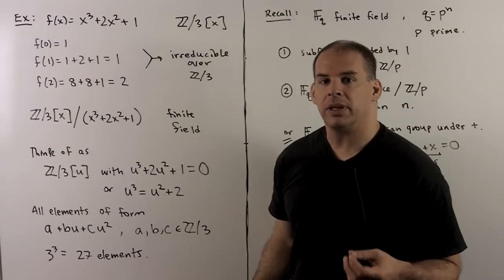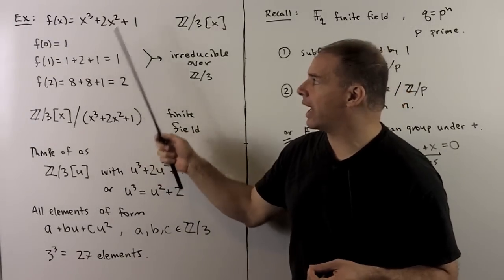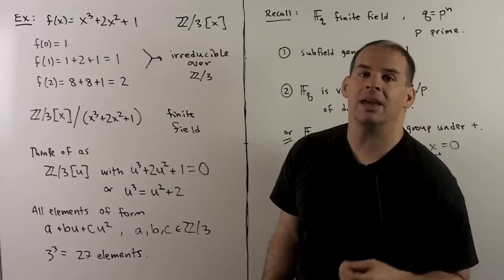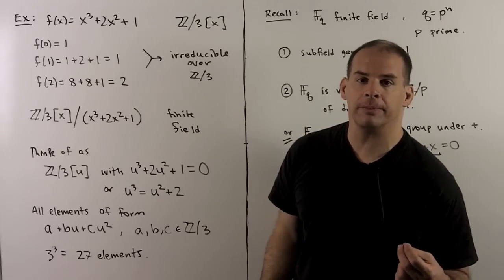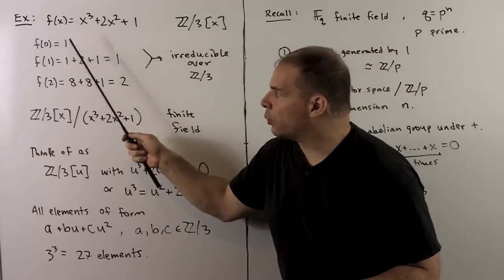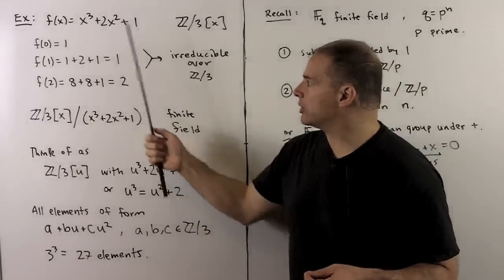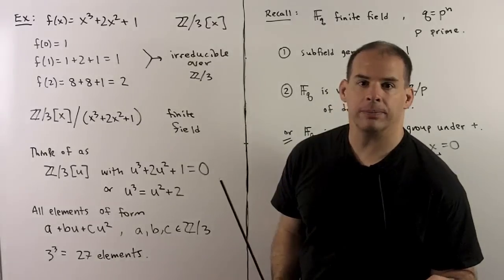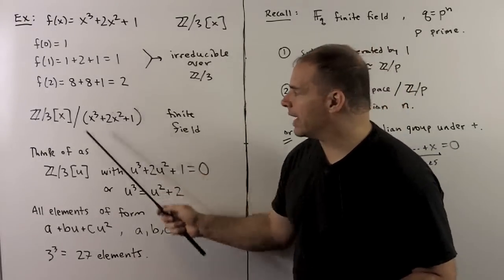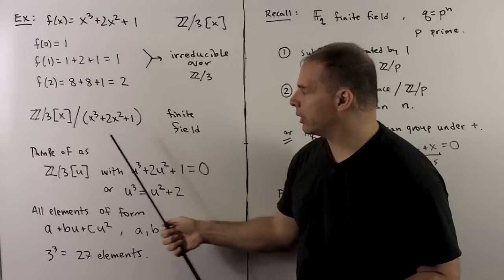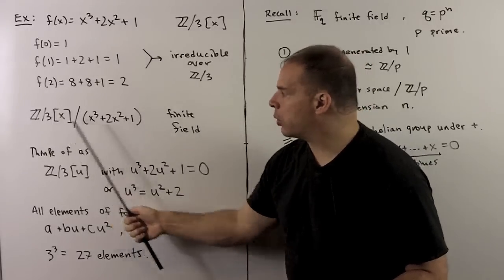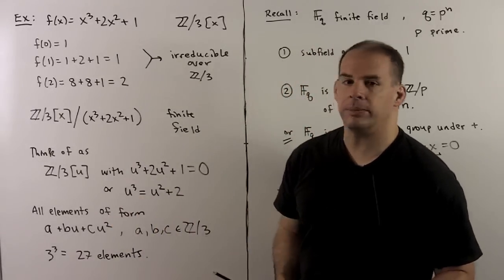On the other hand, if I consider the polynomial f of x equal to x cubed plus 2x squared plus 1, a polynomial over Z mod 3, and we evaluate at 0, 1, and 2, we get something not 0. So that means this polynomial is irreducible over Z mod 3. Now, if we form the ideal generated by this polynomial, you'll get a maximal ideal. If we take the quotient, we get a finite field.